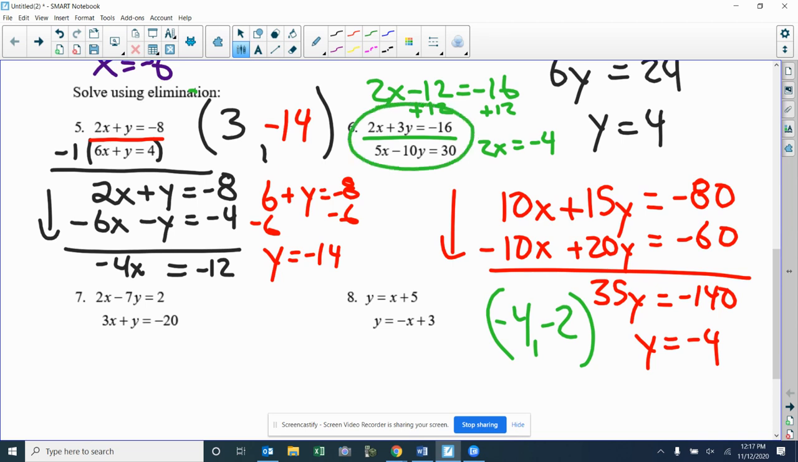Should they be flipped? Shouldn't it be -2? Yeah, I'm sorry, thank you. Thanks for fixing me there. I put the y first and it needs to be the x, thank you. So the x is -2 and the y is -4. There we go, thanks for that.